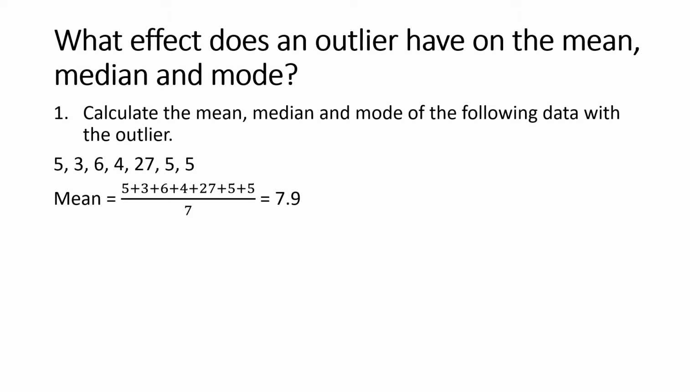Okay, when we calculate the mean, we add up all our data values and divide by how many there are. So we have 7 data values. So our mean for this data set will be 7.9.